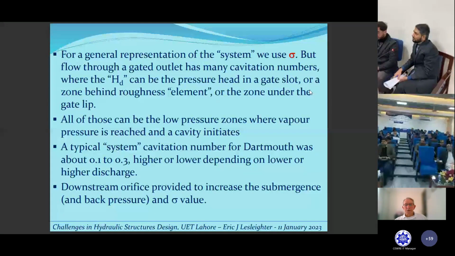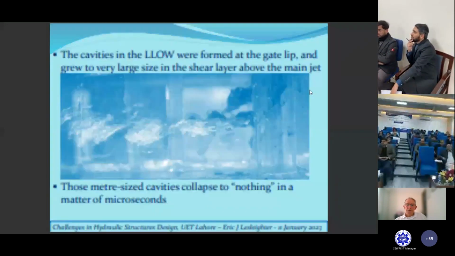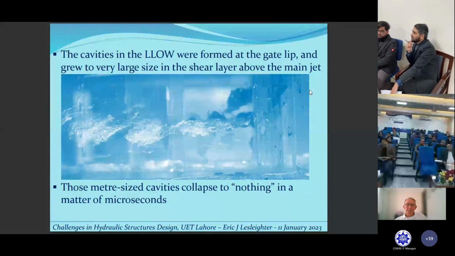This is showing a trail of vortices. If you have the picture, in a bluey color, showing vortices from the base of the gate, which was in the model. I hope you can see that.